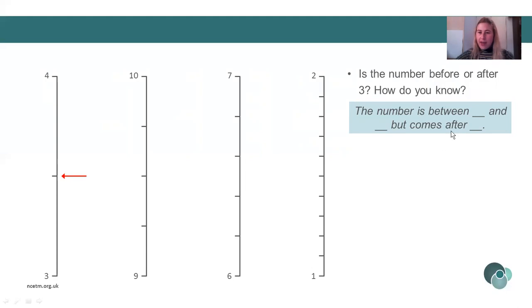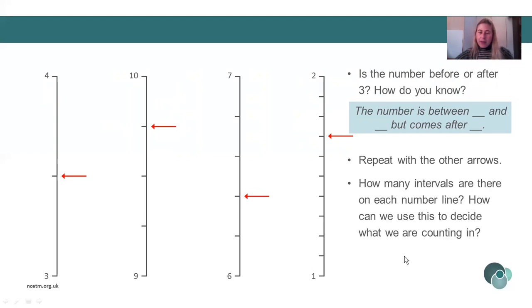So I want you to use that number sentence for the other number lines. I'm going to put on some other arrows now. So can you see my arrows? Have a think about the arrows. Fill in the blanks. The number is between, but comes after. So that will help us know which unit we're going to choose. Good. Now, if you pause the video and have a go at that.